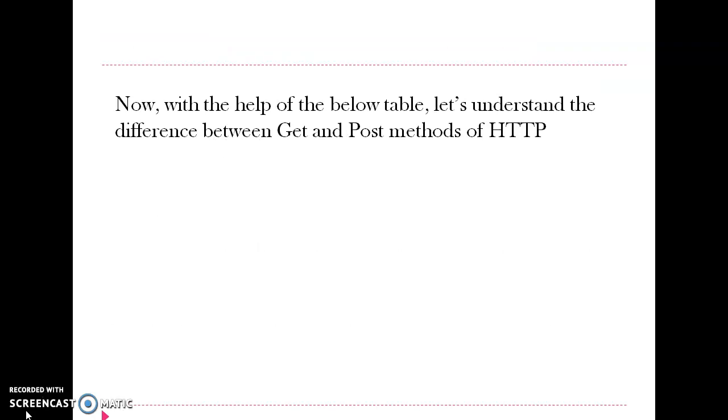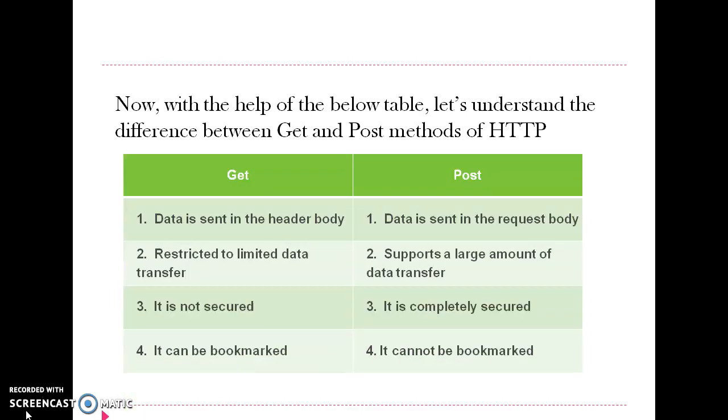Now, with the help of the below table, let us understand the difference between get and post methods of HTTP. Get method: in this method, data is sent in the header. Post method: the data is sent in the request body. In the case of get method, it is restricted to limited data transfer. But in the case of post method, it supports large amount of data transfer. Get is not secure, but post is completely secure. Get can be bookmarked, but post cannot be bookmarked.